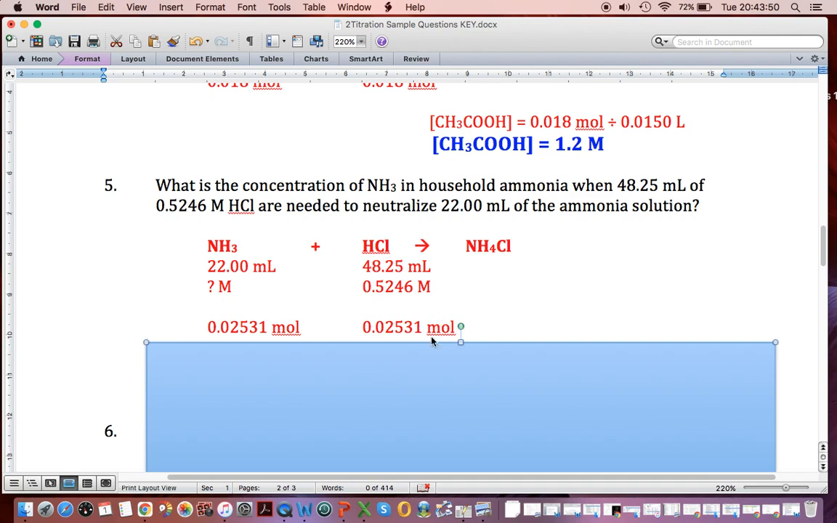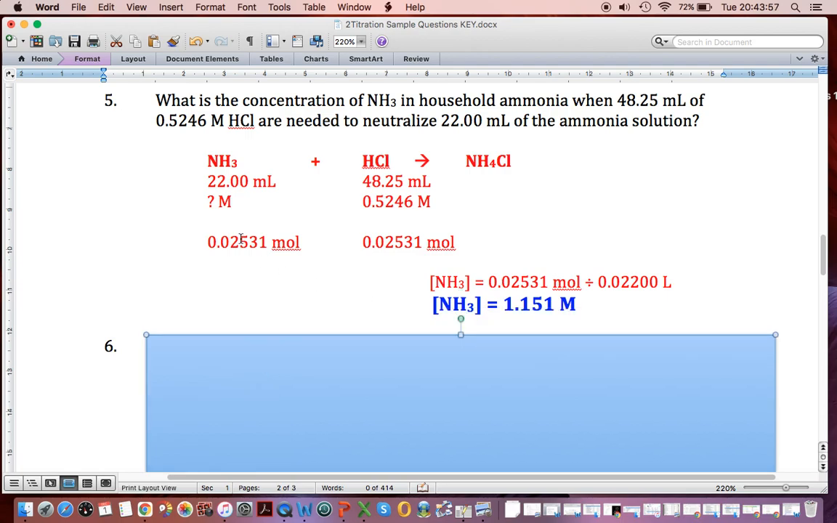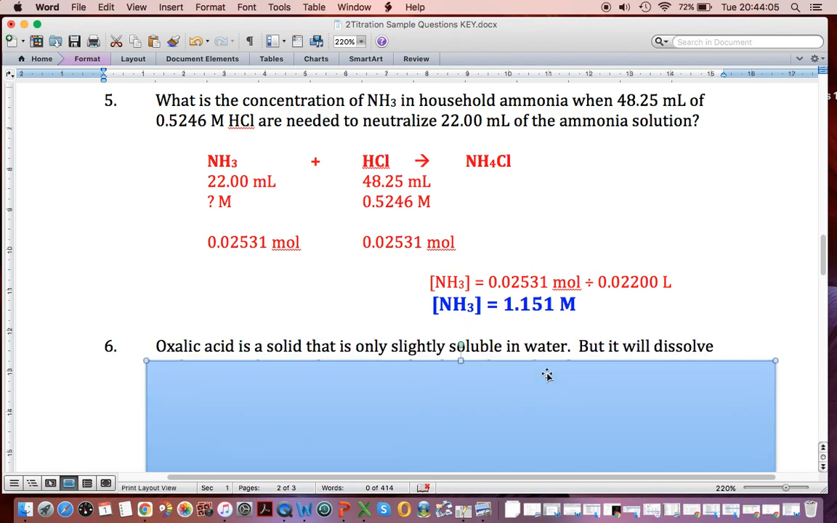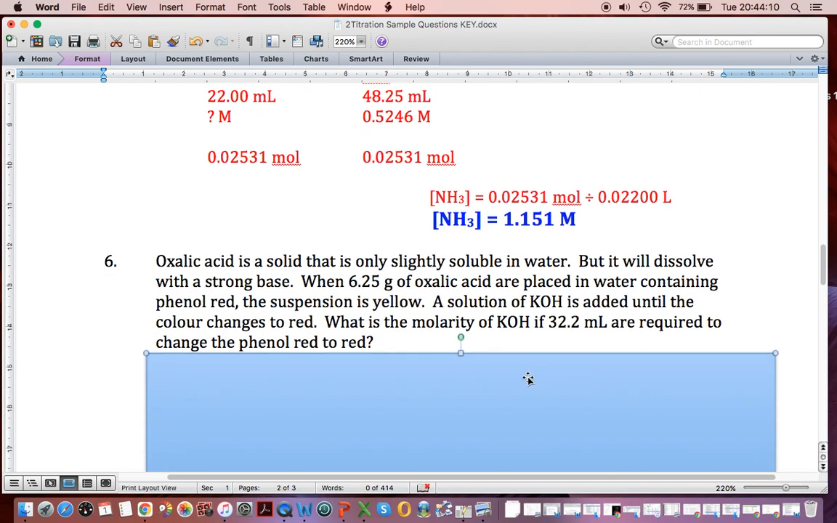So we get our moles of this coming over here, 1 to 1, we're calling stoich. And then we divide by our volume, of course that's in liters, and we get 1.151 M. Once again, respecting sig figs. Number 6, this is something we'll talk about when we get to standardization of bases.